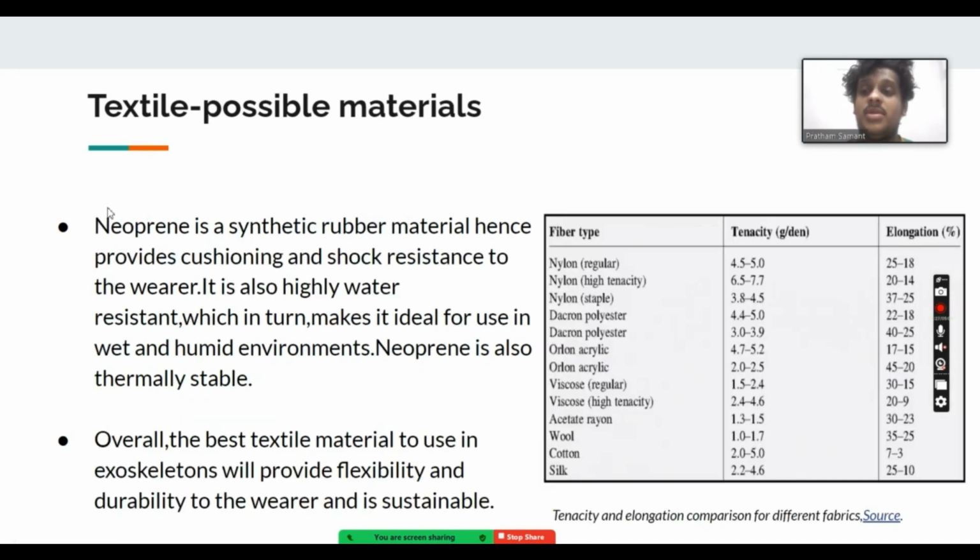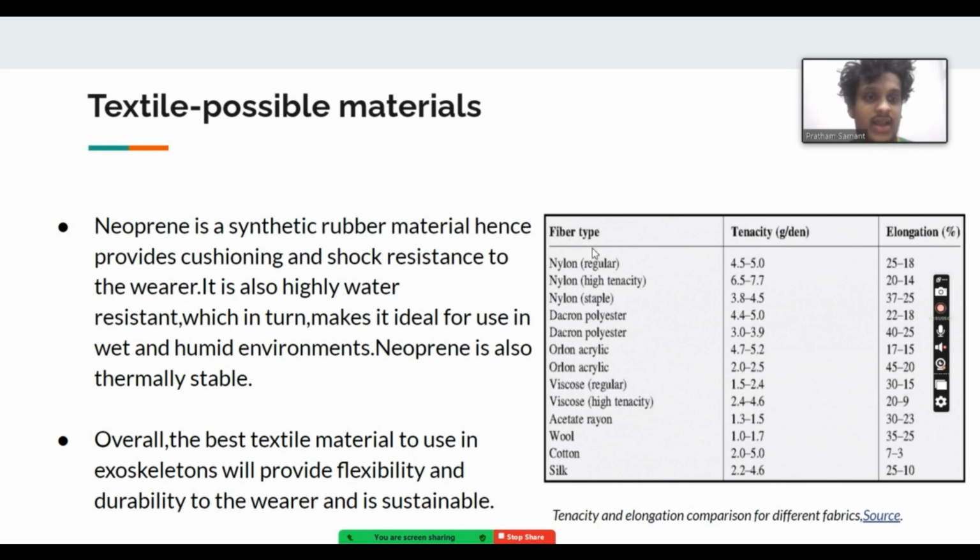A few more possible materials are neoprene. It's a synthetic rubber that provides cushioning and shock resistance to the wearer. It is also highly water resistant, which makes it very usable for wet and humid environments. Neoprene is a thermally stable textile. Overall, the best textile material to use in the exoskeleton will provide flexibility and durability to the wearer.